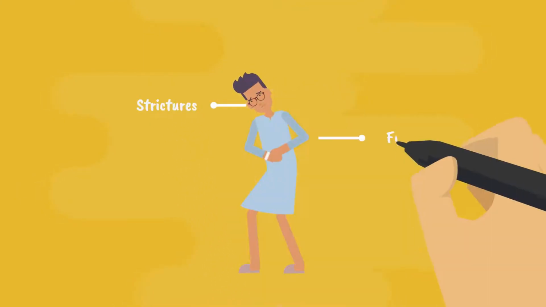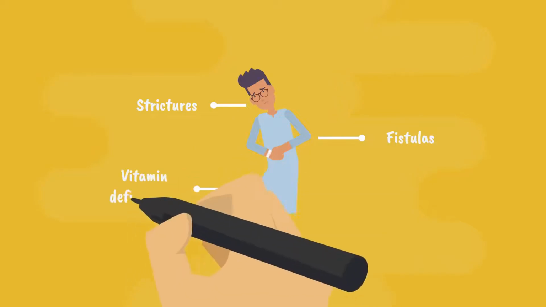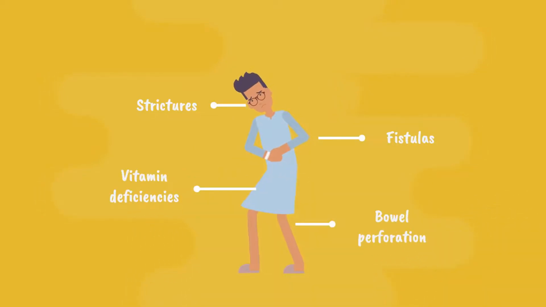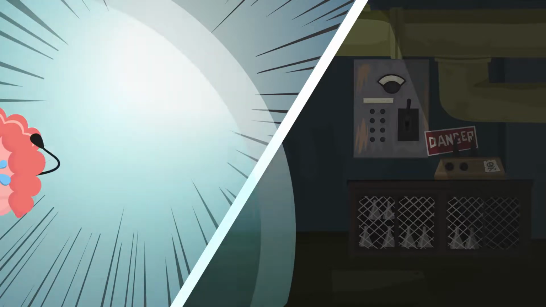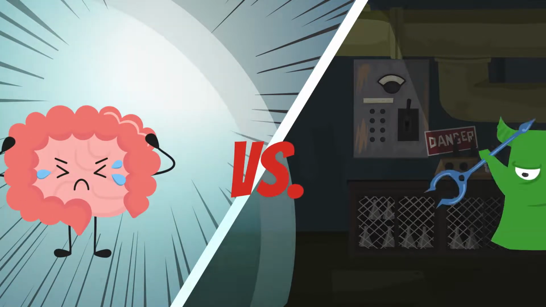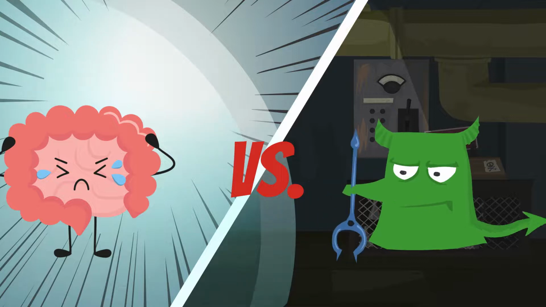Some of the complications that are known to be associated with Crohn's disease are strictures, fistulas, abscesses, vitamin deficiencies, and perforation of the bowel. Long-term inflammation and scarring from Crohn's disease results in stricture formation, which is essentially the narrowing of a section of the intestine, and this narrowing can then lead to bowel perforation if left untreated. Fistulas are ulcers that form within the intestine walls.